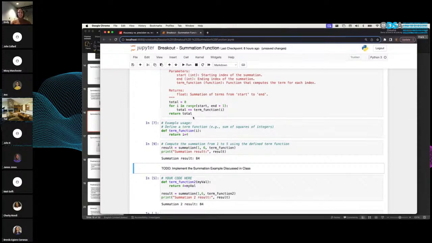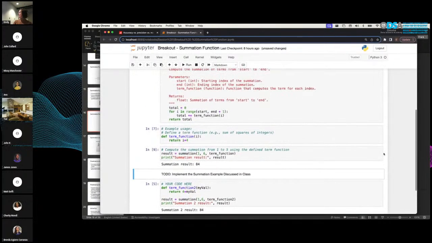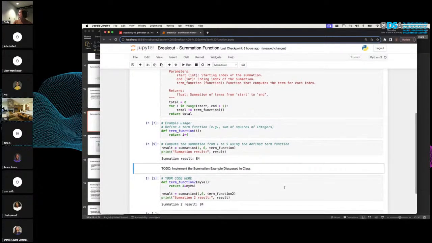Excellent. It's a beautiful thing about programming. Multiple ways to get the same very valid answer. Awesome. Any questions on this?